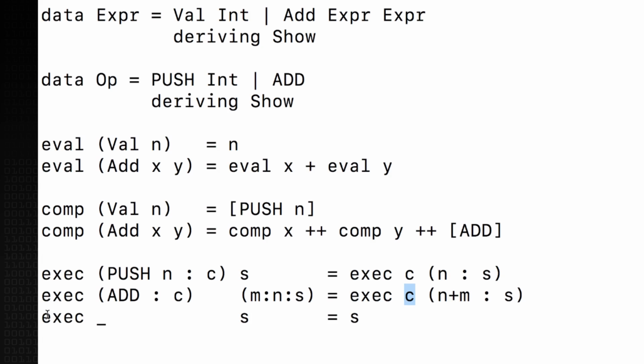And the very last case is kind of the catch-all case. It says if you've got any other code sequence and any old stack, then there's nothing to do, you just return the stack. So this brings us now to the issue of compiler correctness.